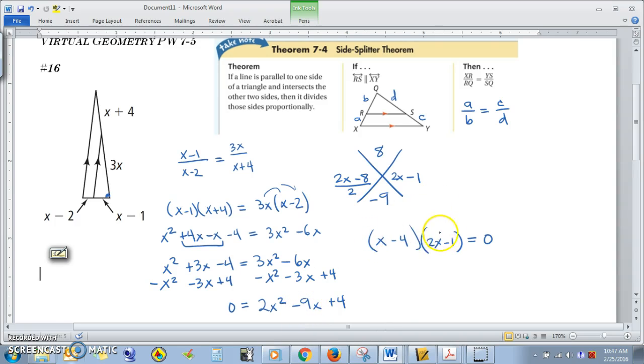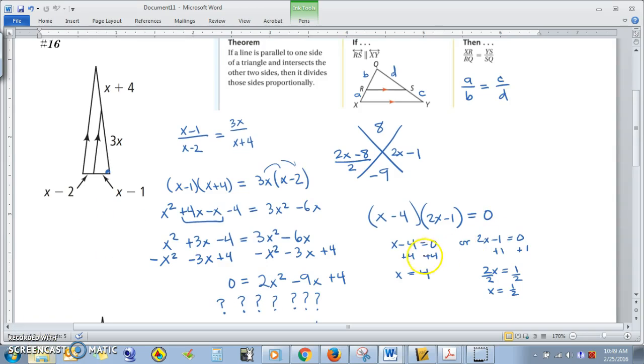Okay, so why is that cool? Because now I can set each one of these factors equal to 0. So x minus 4 equals 0, or 2x minus 1 equals 0. If I add 4 to both sides here, I get x equals 4. And here, if I add 1, I get 2x equals 1. Then divide by 2, and I get x equals 1/2. So I've got two possible x values that this could be here. But which one is it? Is it x equals 4 or x equals 1/2?